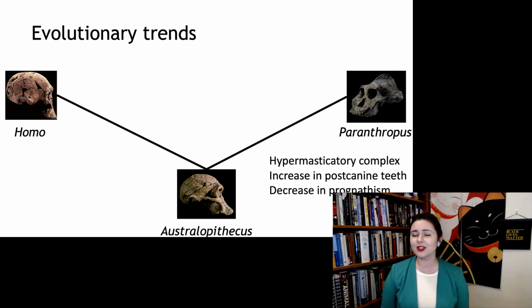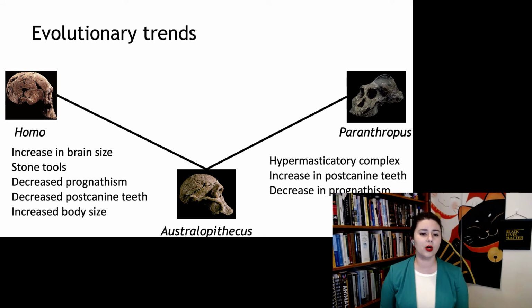They're just really invested in their chewing, so they're increasing their post-canine teeth. That means premolars and molars, and it should be an increase in prognathism. That was my bad. Here in Homo, we have an increase in brain size, but we're also seeing stone tools. We have decreased prognathism, we have decreased post-canine teeth, and we have increased body size.